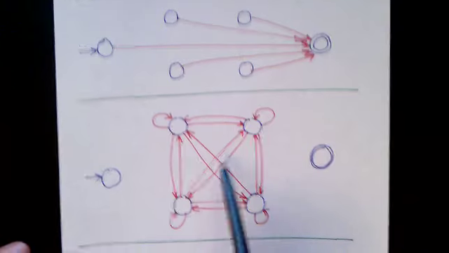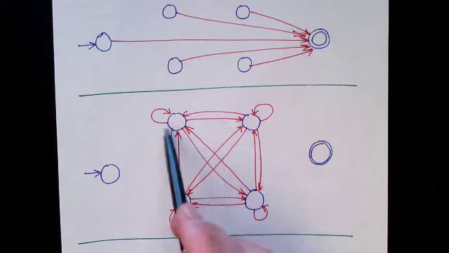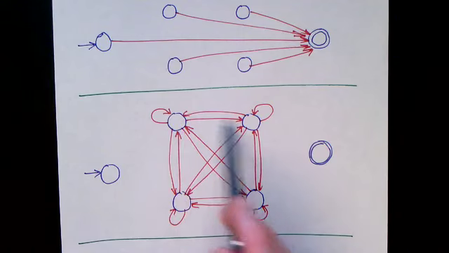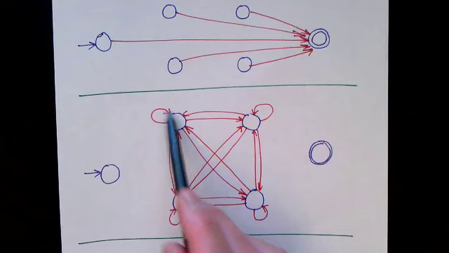And for all states that are neither initial nor final, we have an edge going to every other state. So for example, from this state we have an edge going to this state, to this state, to this state, and to this state itself.